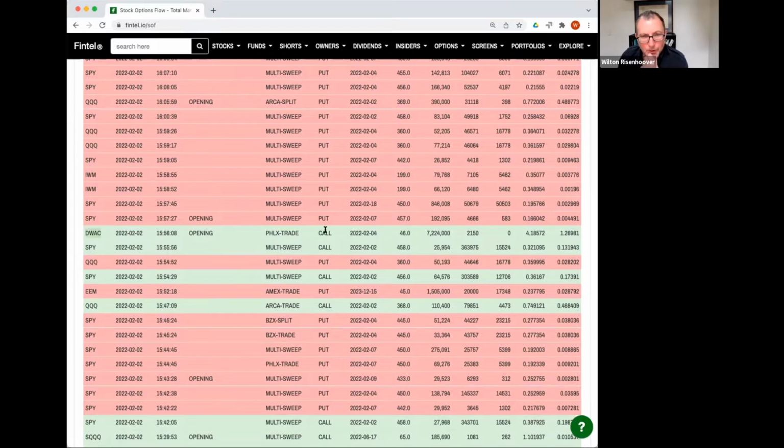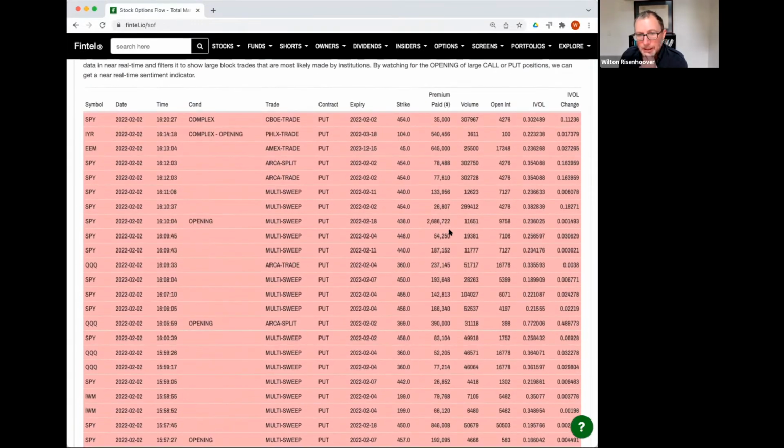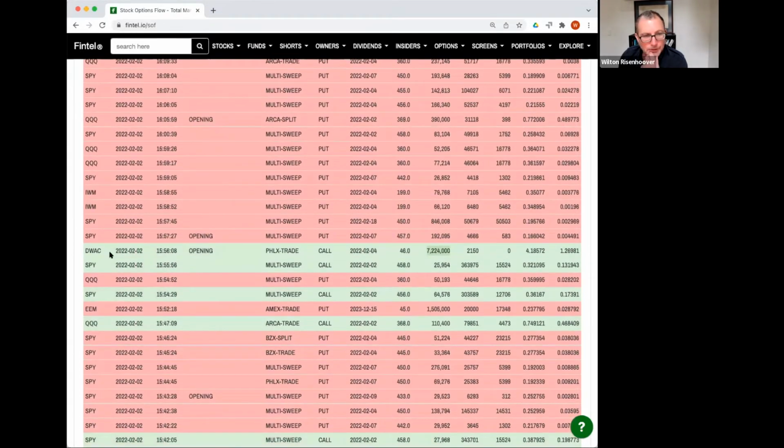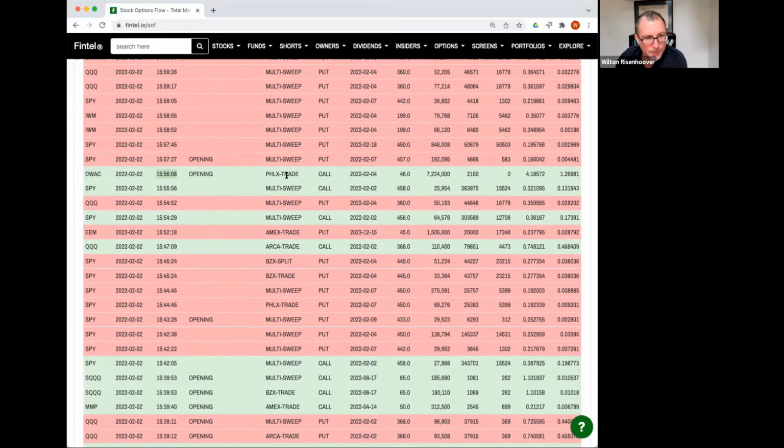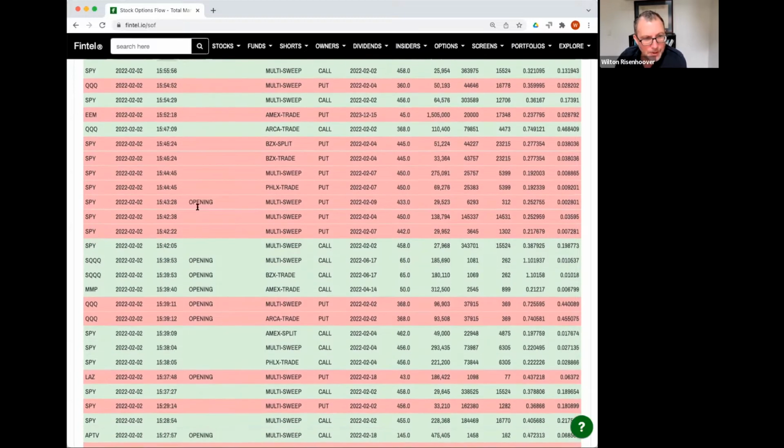It's got a big call purchase here, $7 million in premium paid for that. So somebody bought $7 million in call options just before the closing bell. It looks like. So that's a big trade, right? For a company. You can go further down here.